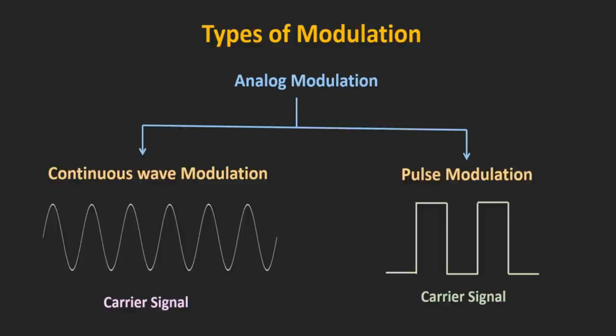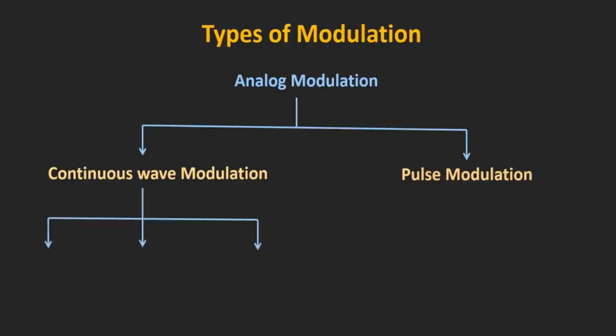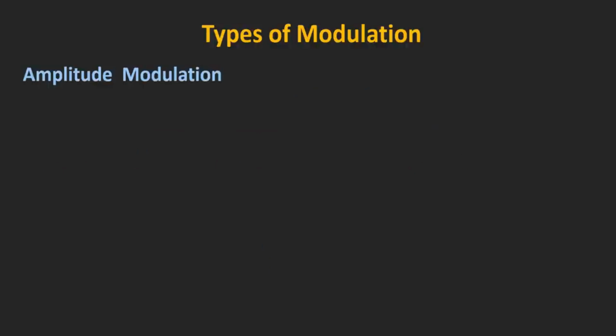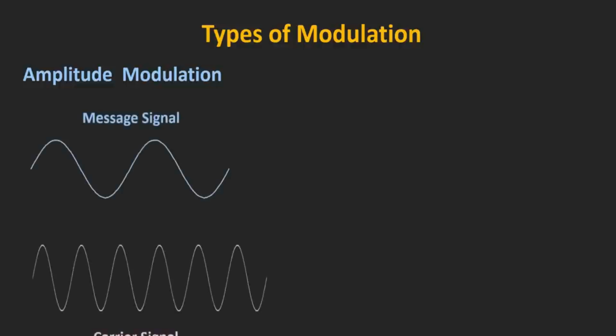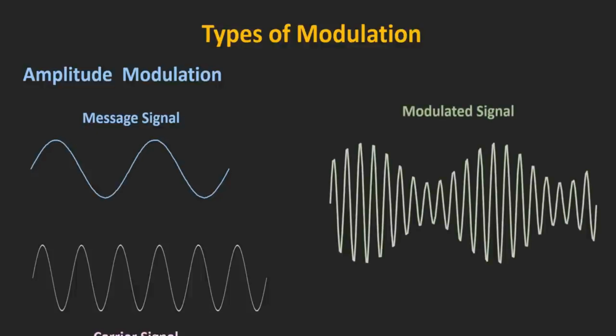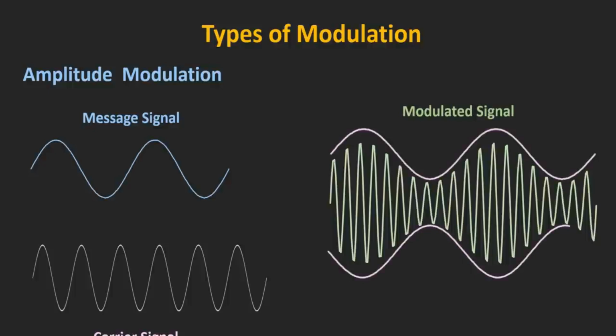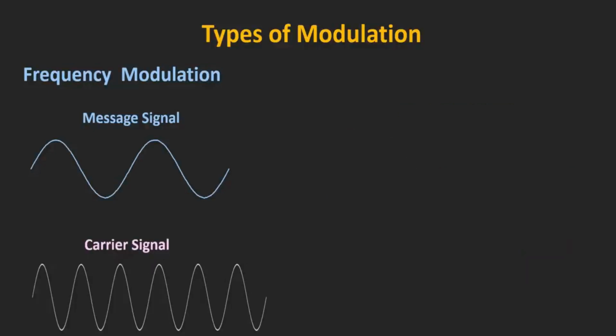And first of all, let's see the different types of continuous wave modulation. Mainly there are three different types of modulation: amplitude modulation, frequency modulation and phase modulation. In amplitude modulation, the amplitude of the carrier wave changes according to the message signal. If this is the message signal and the high frequency carrier signal is the carrier, then the amplitude modulated wave would look like this. As you can see, the shape of the carrier wave changes according to the message signal.